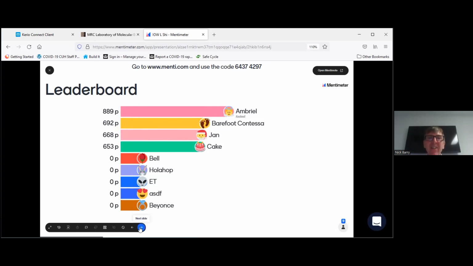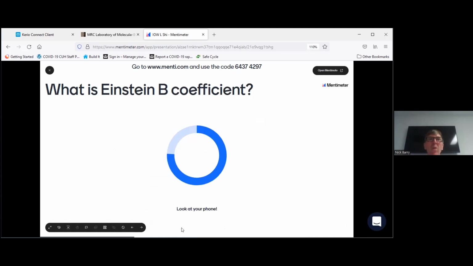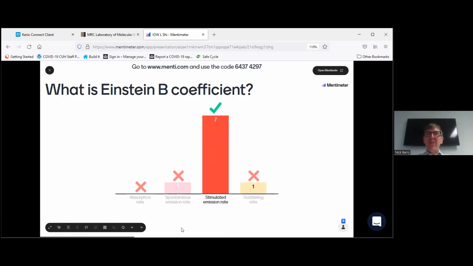Next slide. Number 2. Again, as fast as you can. What is the Einstein B coefficient? Is it the absorption rate, spontaneous emission rate, stimulated emission rate, or scattering rate? I think the physicists in the audience have probably got an advantage on this one, but let's see. Everyone, pretty much. Oh yeah, stimulated emission. Well done. Let's see how we're doing on the leaderboard now.